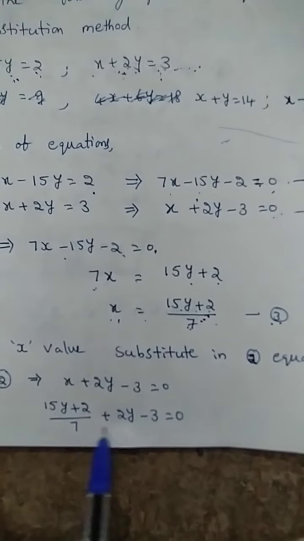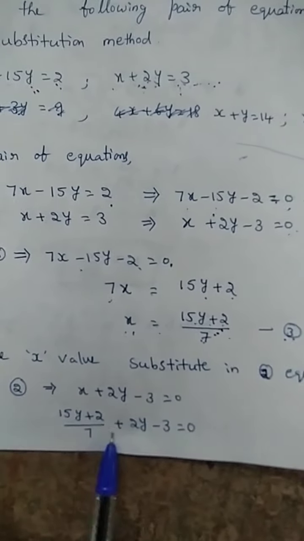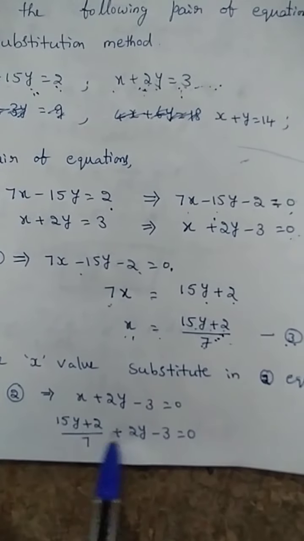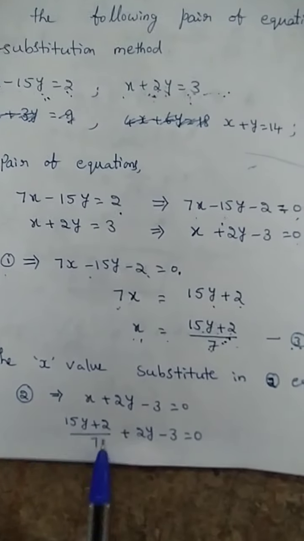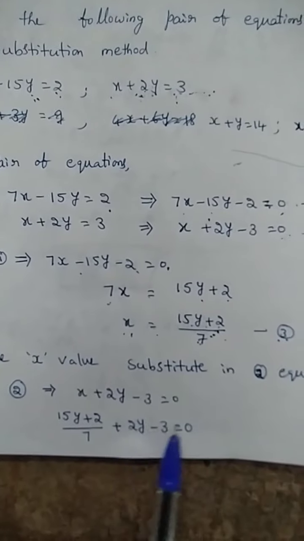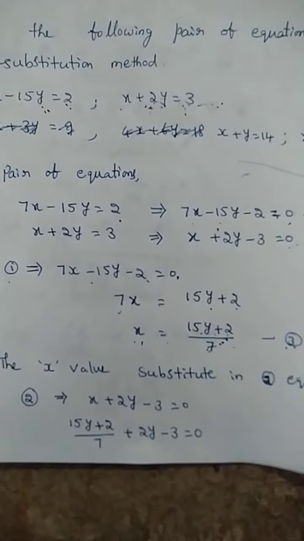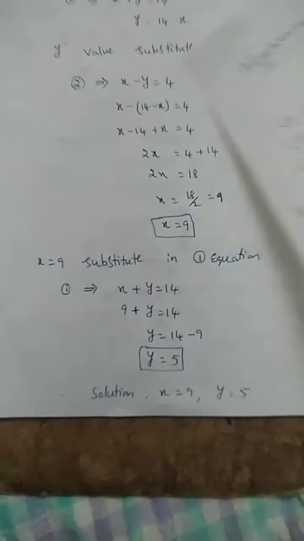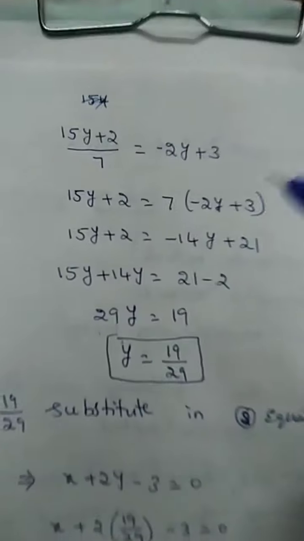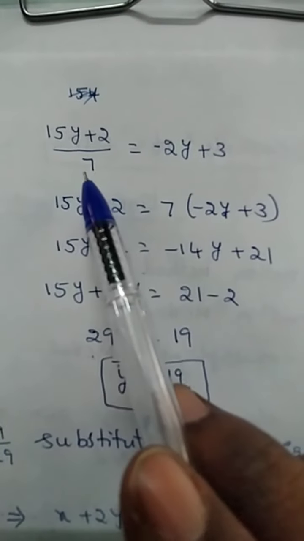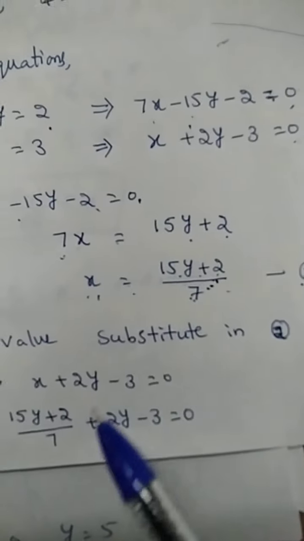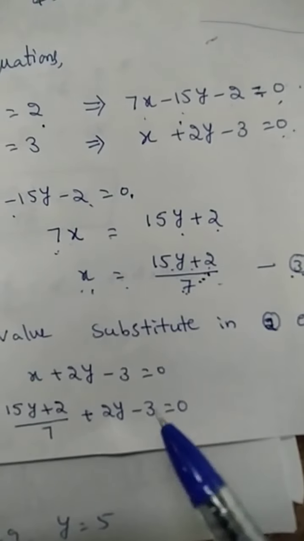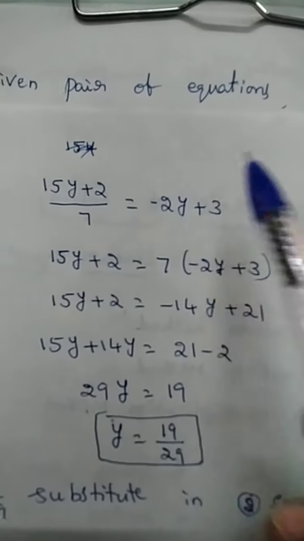Now you can observe here, is there any variable x? No x variable here. Then automatically we can find the value of y by simplifying the equation. Okay, so now 15y plus 2 by 7 is equal to the values that we have here, which are to be transposed to that side. Plus 2y changes as minus 2y, minus 3 changes as plus 3. So minus 2y plus 3.